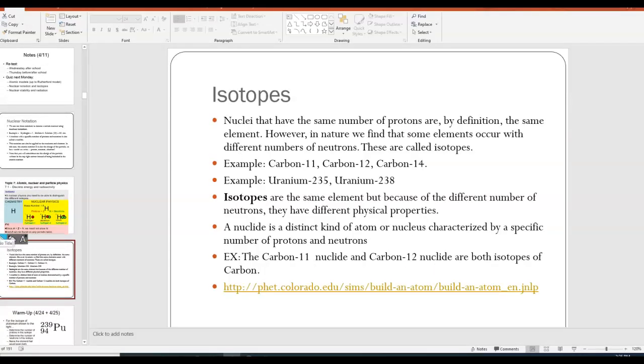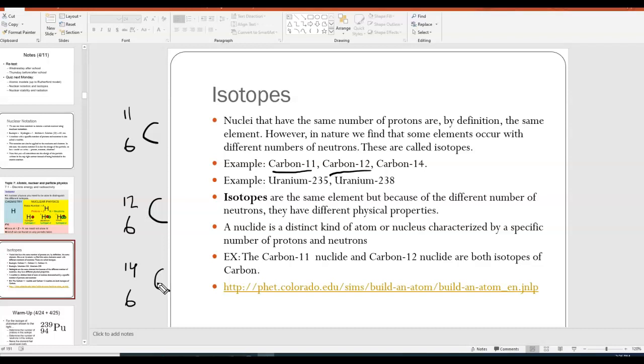So let me give you an example. Carbon 11, carbon 12. By definition, if you look at a periodic table, carbon has an atomic number of 6. If it did not have an atomic number of 6, it wouldn't be carbon by definition. So carbon 11 and carbon 12, you would start off writing the same. Carbon 11 has a mass number of 11. Carbon 12 has a mass number of 12. Carbon 14 has a mass number of 14, but they all have 6 protons, which means that carbon 11 has 5 neutrons, carbon 12 has 6 neutrons, and carbon 14 has 8 neutrons.